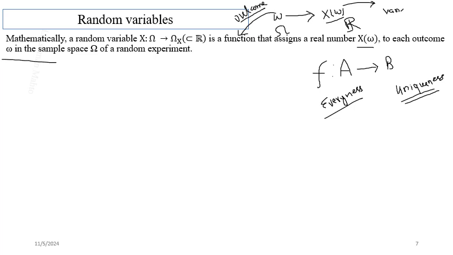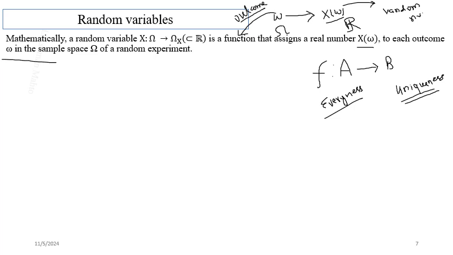So a random variable is a quantification technique of random outcome. We are mapping random outcome to random number. Here capital X is a function. So is there any randomness in X? No. A function is always deterministic in nature. There is no randomness. Where is the randomness? In omega, the outcome.